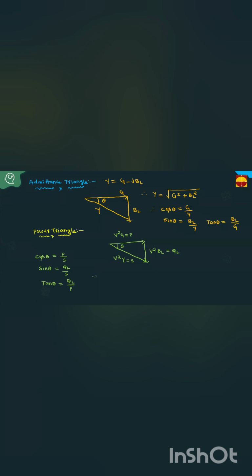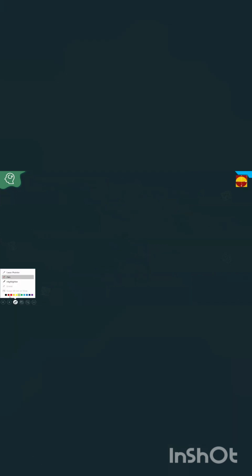Then according to parallelogram law, S equals square root of P square plus QL square, that is active power square plus reactive power square. This is the power triangle for parallel RL circuit. These are the observations. Next, we have to concentrate on one more circuit.